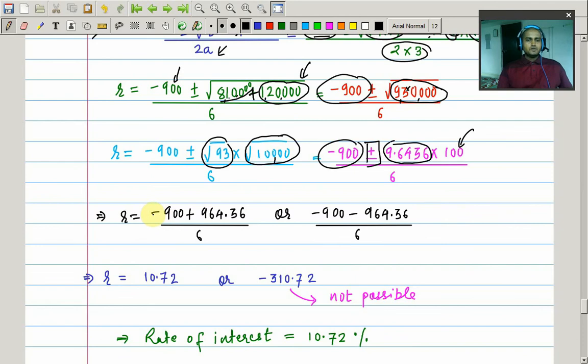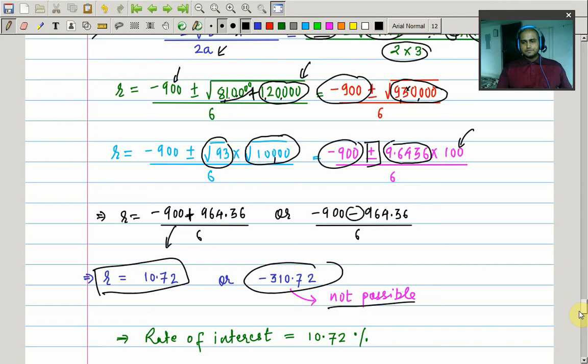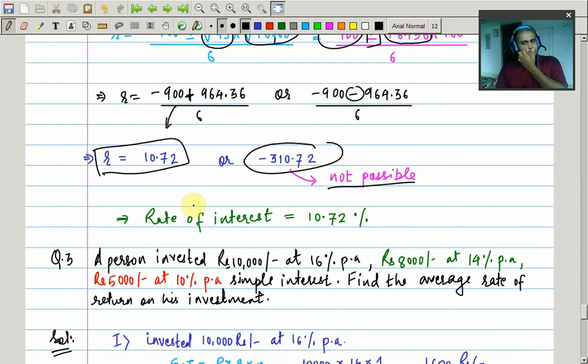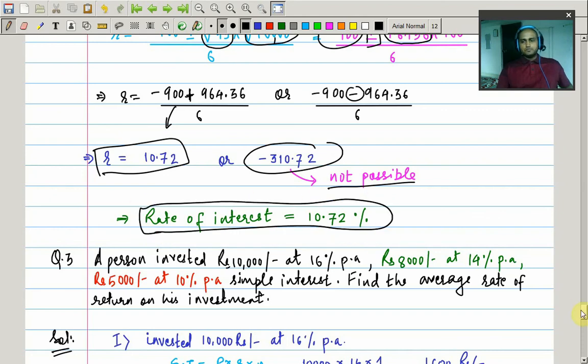R is equal to negative 900, one with positive sign 964.36, and the second one will be with negative sign. Use your calculators to get these values. So this gives me positive 10.75 and this is negative 310 point, which is not possible. Rates are normally not negative. So I am taking the rate of interest as 10.72%.